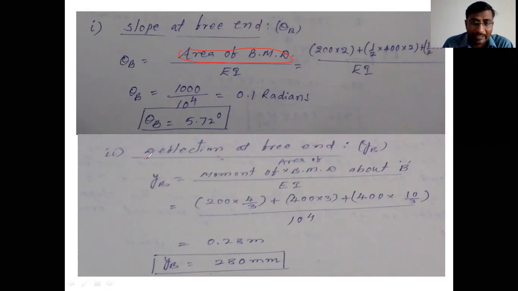Then deflection at free end, YB. How to calculate it: moment of the area of the bending moment diagram about B, divided by EI, about the apex. Every time you have to take the moment of that bending moment diagram area about the apex divided by EI. If the bending moment diagram is a single area, we can directly take A X bar by EI.